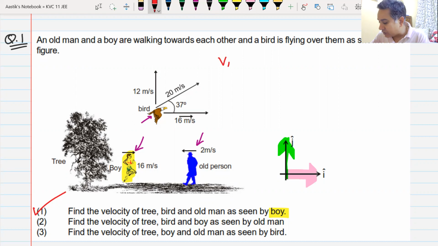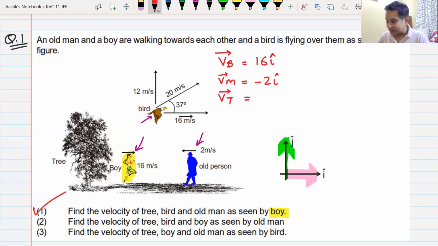Let us say velocity of the boy. B stands for boy. Velocity of boy, he is moving 16 kilometers per second like this. So it becomes 16i. Everyone understands this? Yes or no? Then let us say the velocity of the old man. M standing for man. He is moving 2 meters per second like this. So it will be minus 2i. Let us write the velocity of the tree. Whatever we are writing are with respect to ground. I hope everyone understands this.